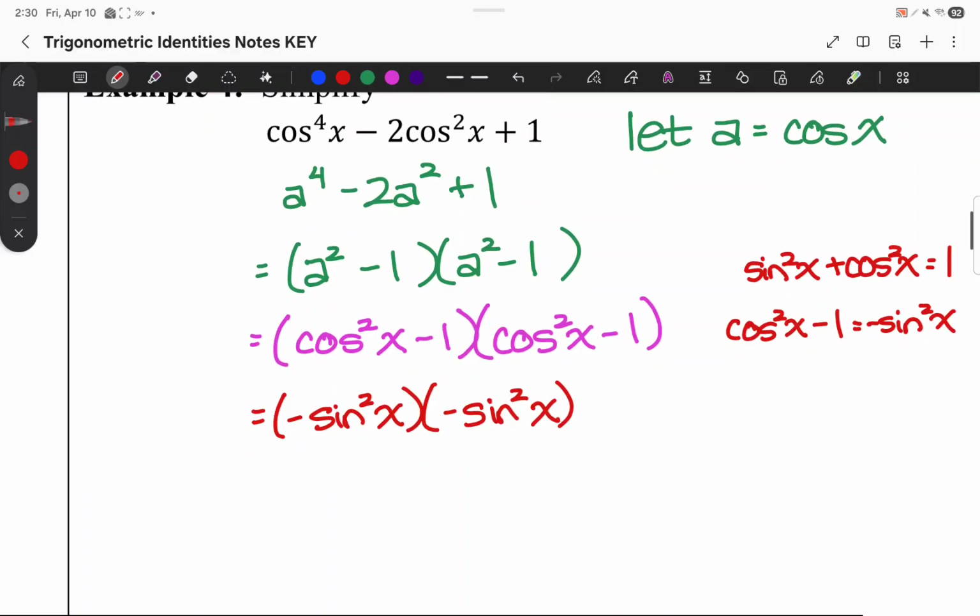How could I simplify these further? Just do the multiplication. So negative times negative is positive. Sine squared times sine squared is going to be sine to the power of 4x.